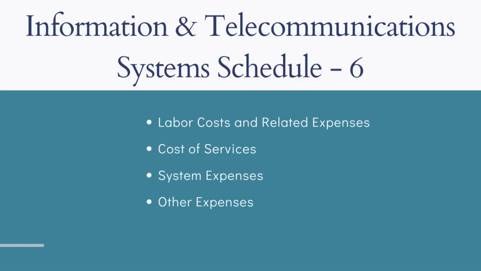Now, let's delve into Schedule 6, Information and Telecommunications Systems. Just like the Administrative and General section, the Information and Telecommunications Systems Department functions as a support center. This means it's solely dedicated to expenses and doesn't generate any revenue. The expenses within this schedule are grouped into 4 key categories: labor costs and related expenses, cost of services, system expenses, and other expenses.